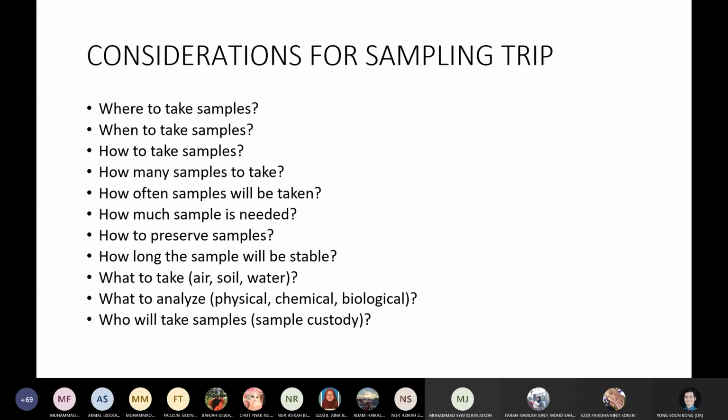Okay, so the next part is considerations for sampling trips. These are the questions that you need to ask first. By the way, these are not all the questions. So every student's lab, please, although the head or the director of the project needs to think of all these questions, they are still human. They cannot see your problem.